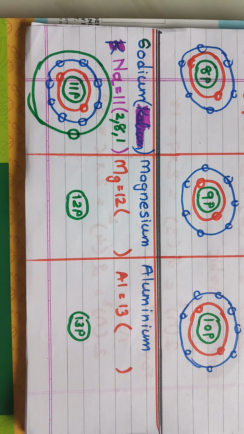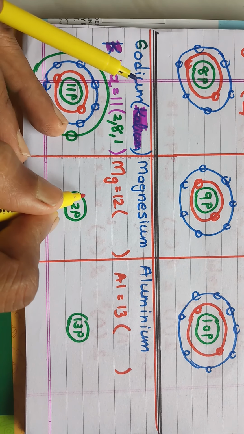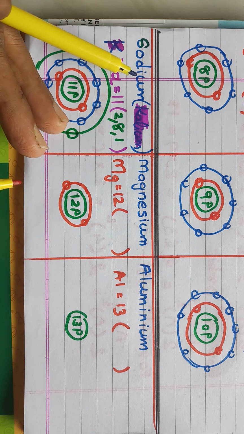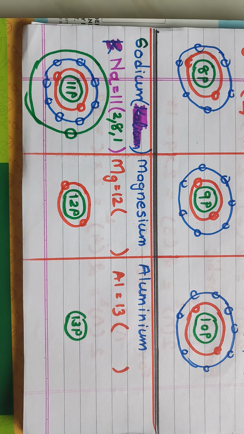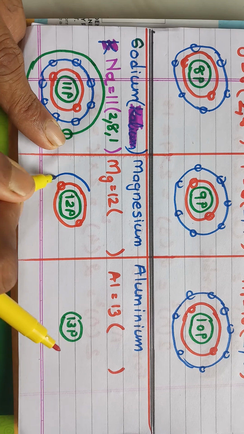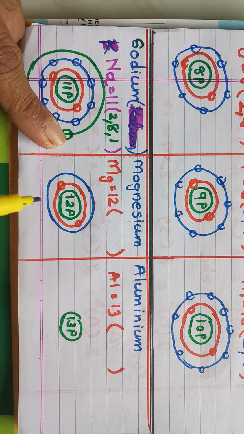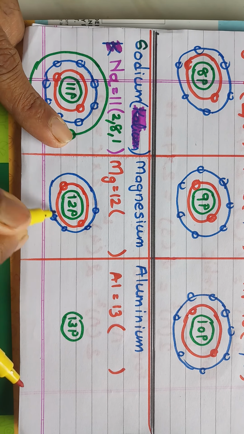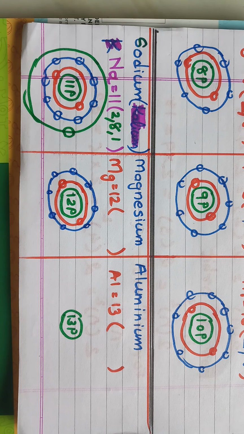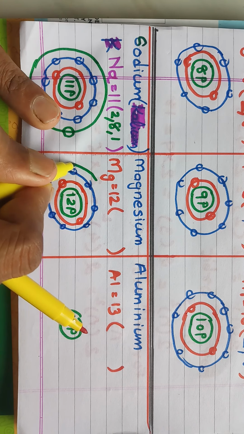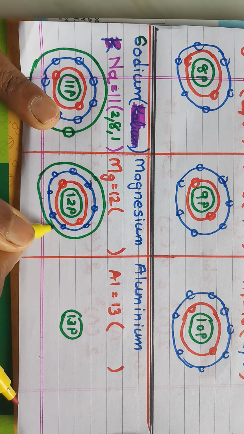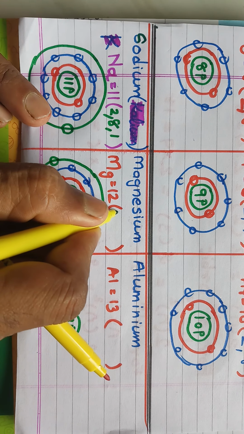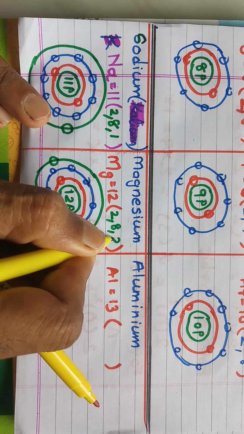Now let's see about magnesium. 12 electrons, 12 protons. So the first orbit contains 2 electrons, the remaining 10. The capacity of the second orbit is 8 electrons. So out of the remaining 10, 8 occupy the second, and the remaining 2 electrons are occupied by the third, 1 2. So the electronic configuration of magnesium is 2 8 2.